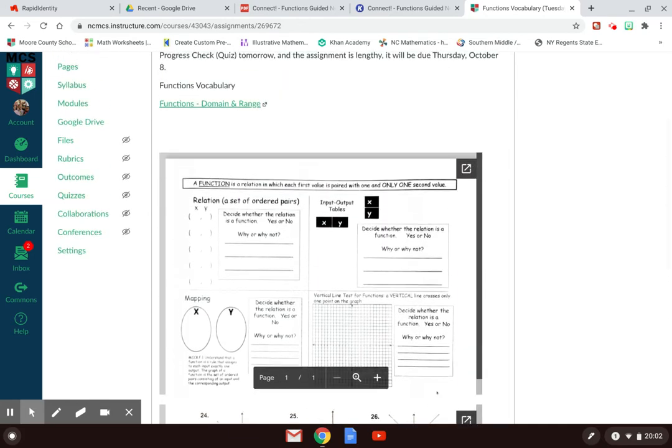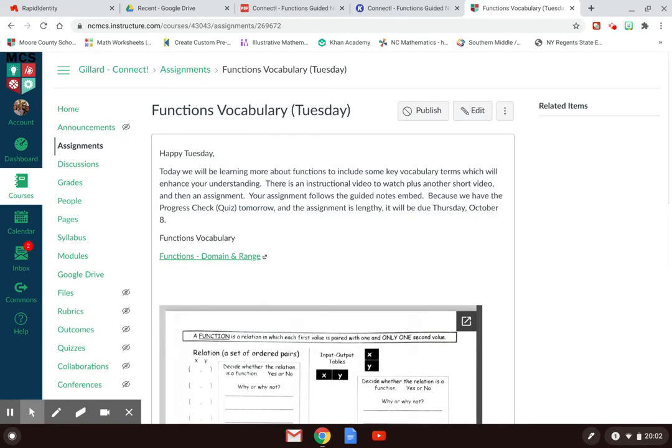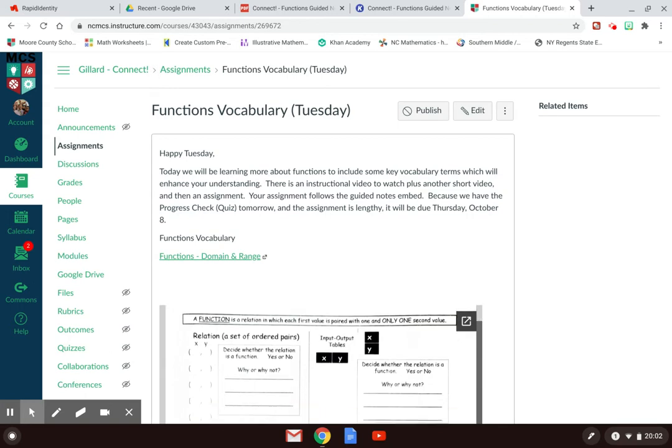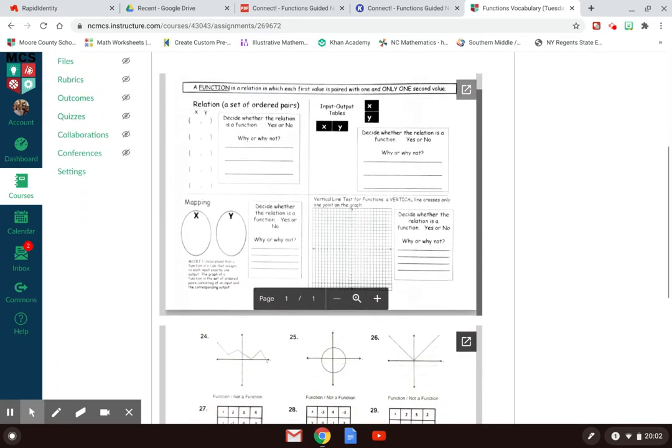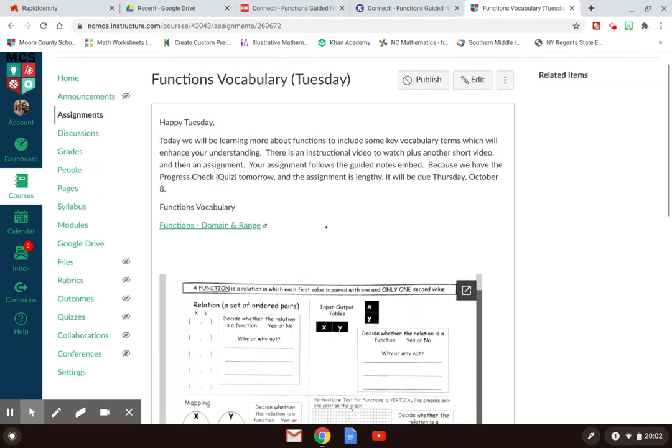Due to the length of this assignment, like I've done in the past, this assignment will be due on Thursday, the day after the progress check is complete. So make sure you watch this video, which is the functions vocabulary, and then functions, domain, and range, which will give a little bit more definition and meaning to the domain and the range of a function. Okay, so don't forget your quiz tomorrow.